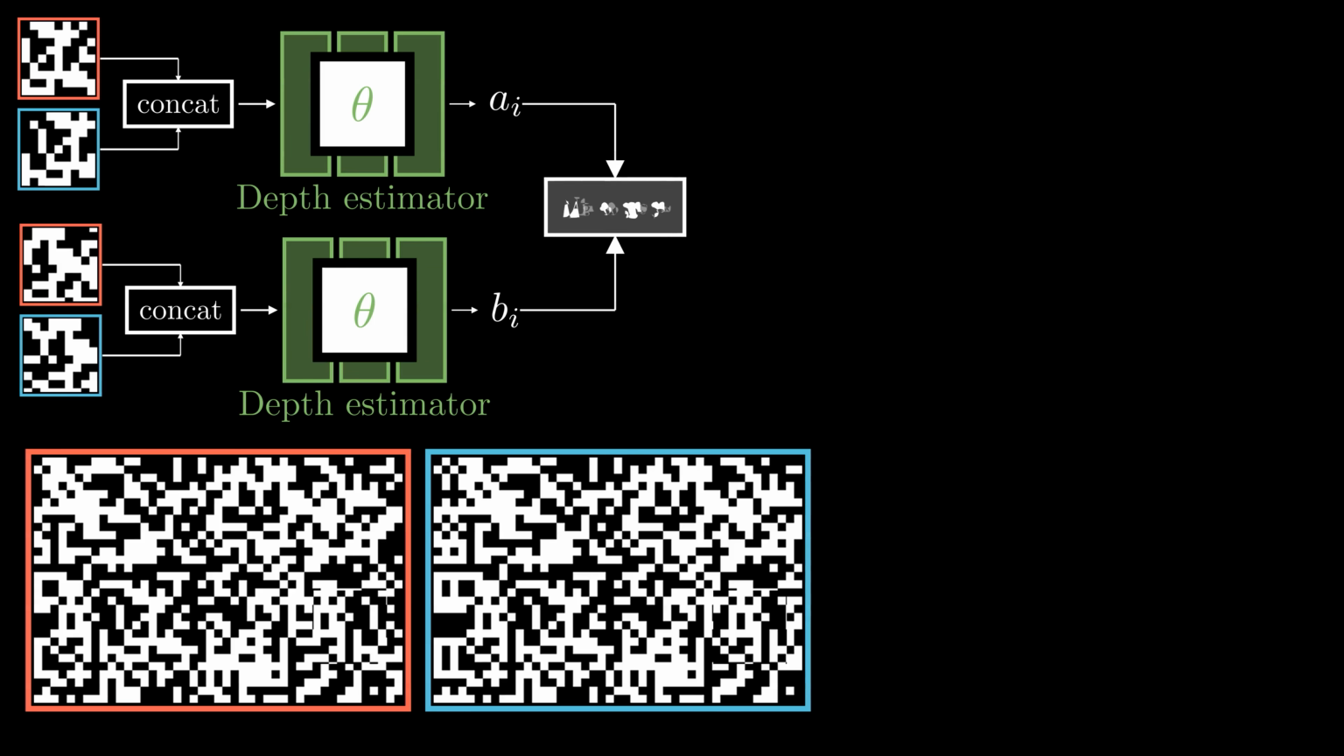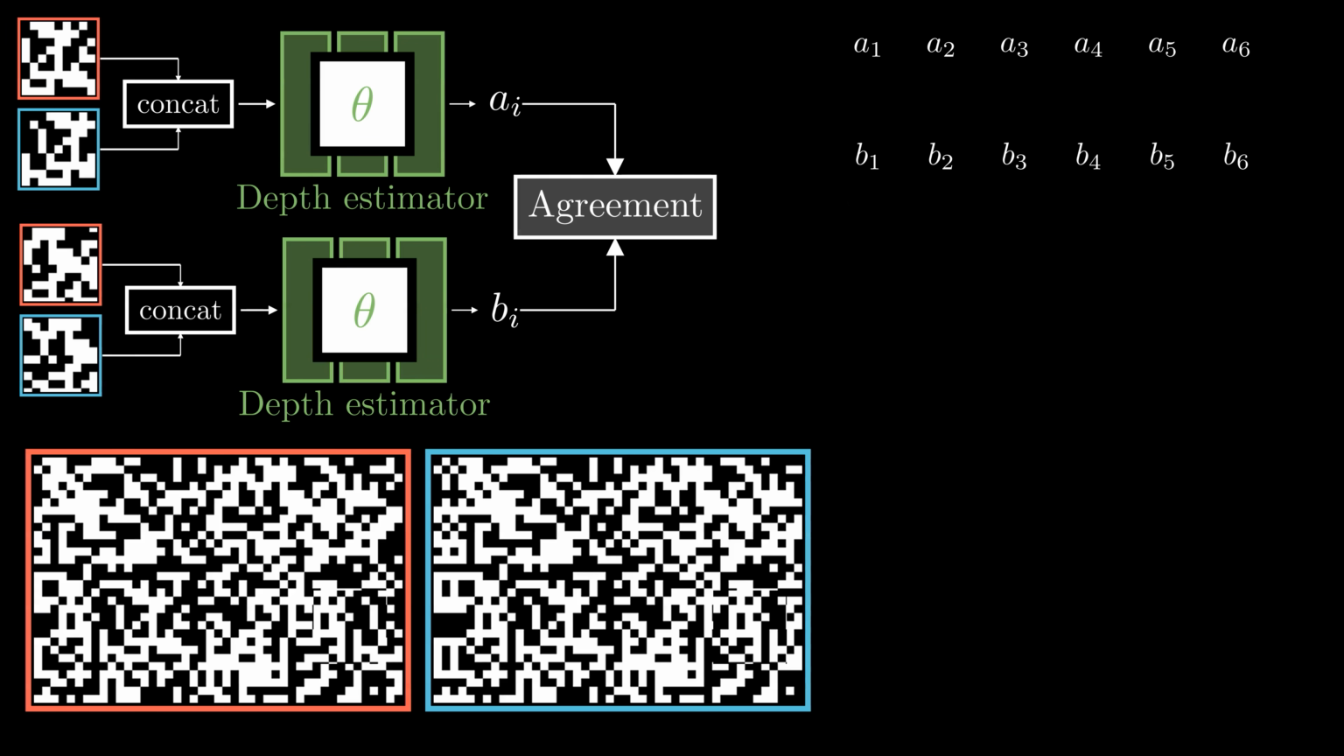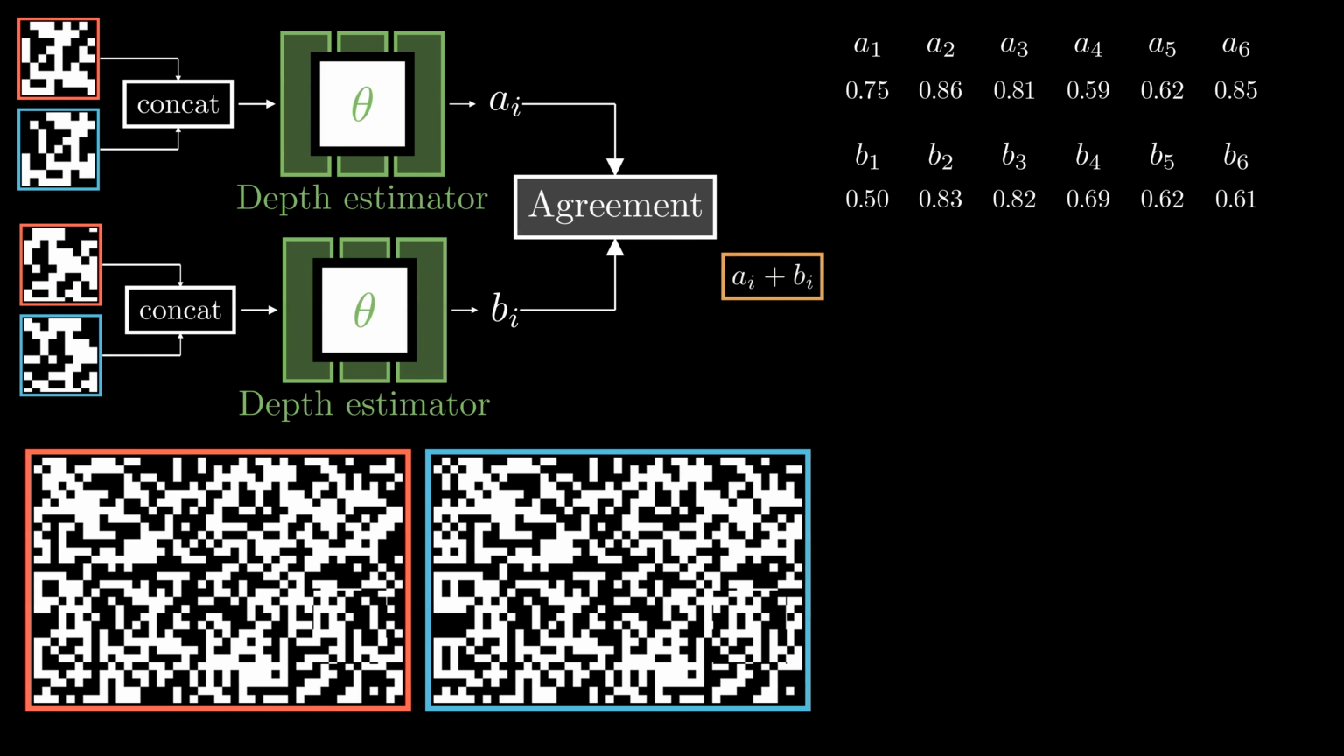Instead, we can measure the agreement between the outputs from the two views. For instance, imagine we have 6 numbers from the first network and 6 from the second. Now, how do we quantify the agreement between these two views? First, compute two things, the sum A plus B and the difference A minus B. If the two views share a real signal, the sum emphasizes what they have in common, and the difference emphasizes what changes. In this case, we believe that the two views share the same depth.